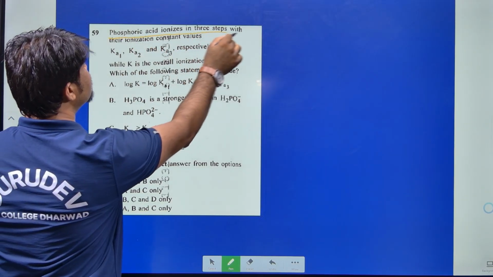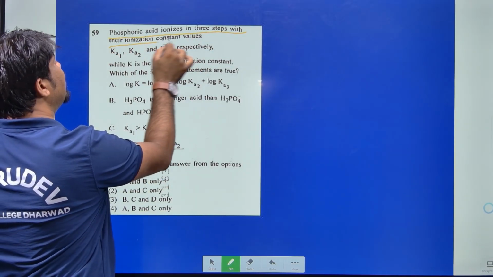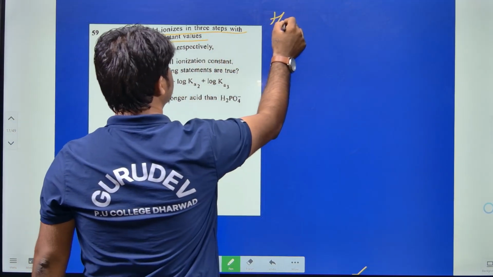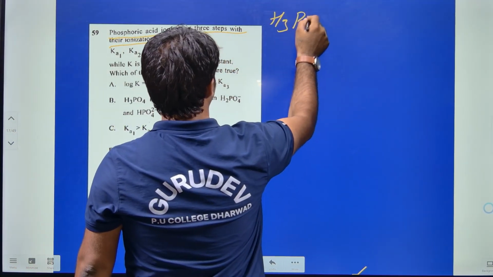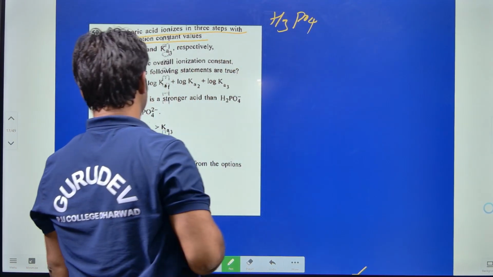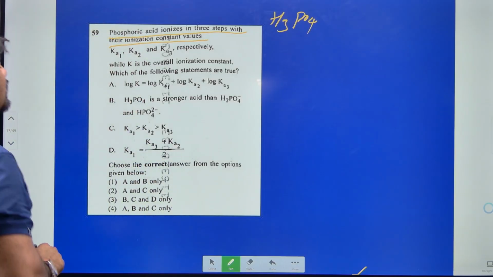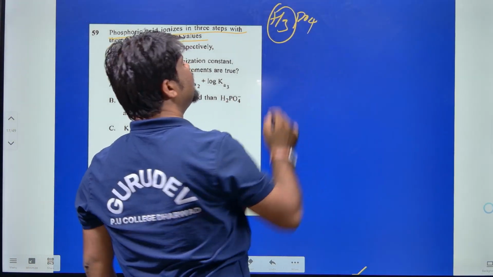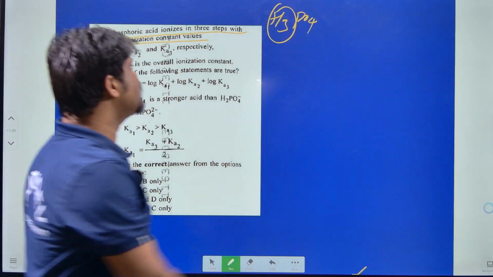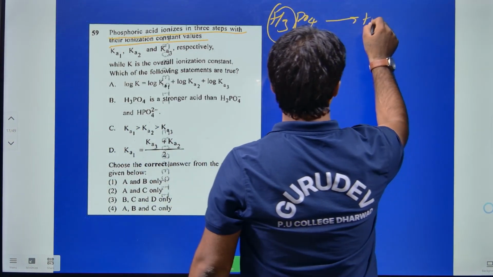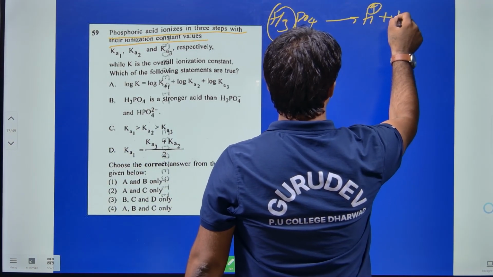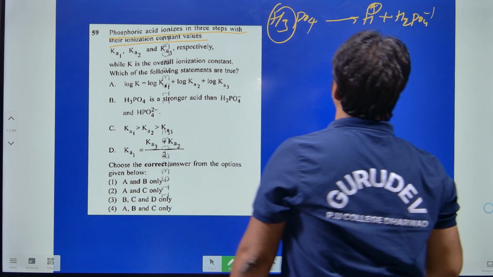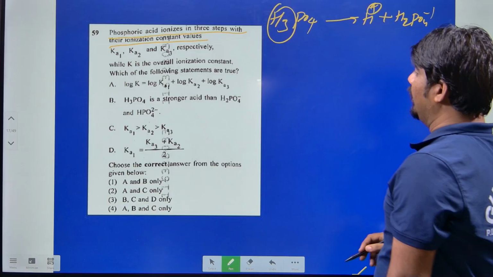Phosphoric acid ionizes in 3 steps. Their ionization constant values: that is H3PO4, the phosphoric acid. It is having 3 hydrogens, hence it undergoes ionization in 3 steps. The first one, H3PO4, when it undergoes ionization, releasing H plus, becomes H2PO4 minus 1.